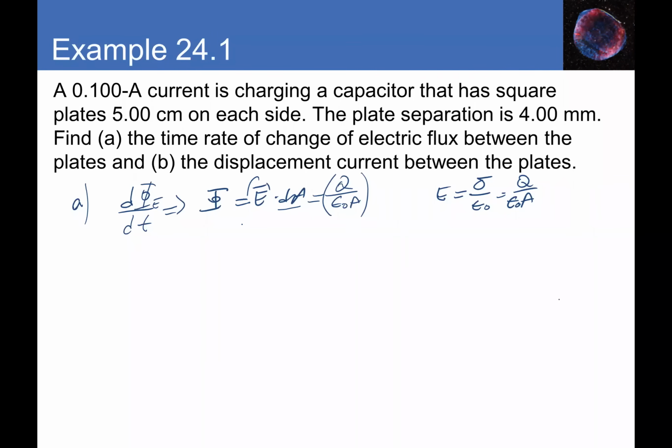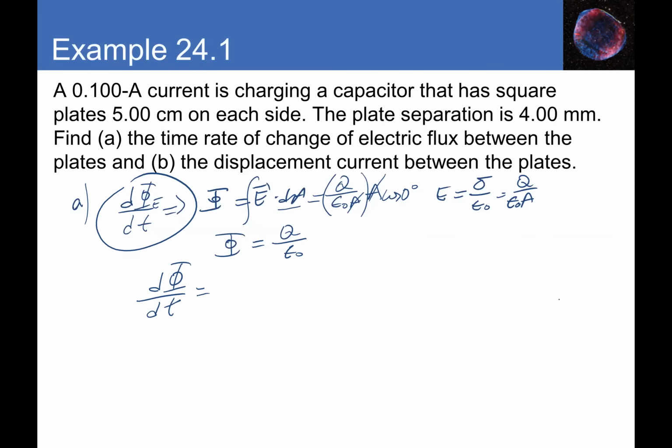If you integrate that, assuming the area doesn't change, it's basically A times cosine of 0 degrees, because the electric field is parallel to the area vector of the capacitor plate. That means in this flux, the A cancels out, leaving Q over epsilon naught. That's basically my electric flux. Then looking at the change in electric flux over time, at some instant it's changing because Q is changing with time, dQ/dt over epsilon naught.